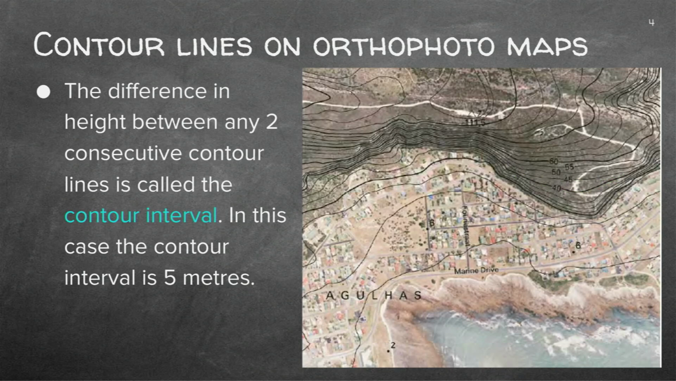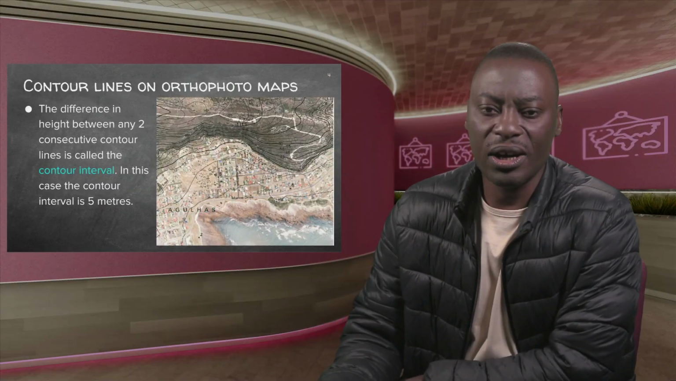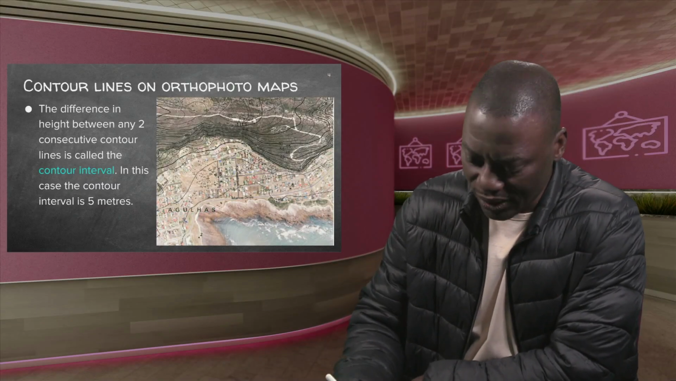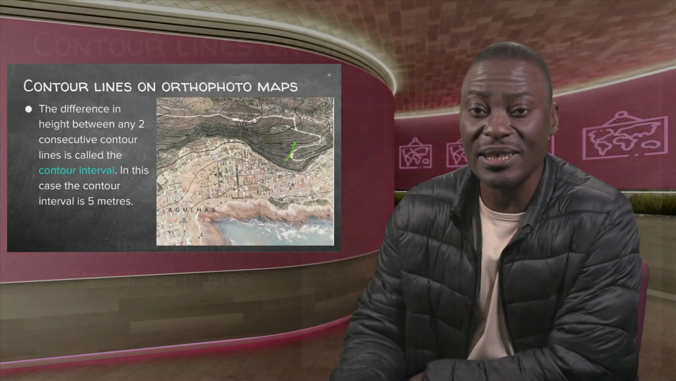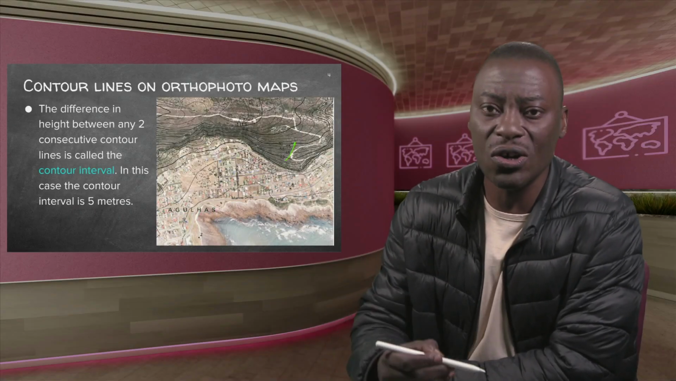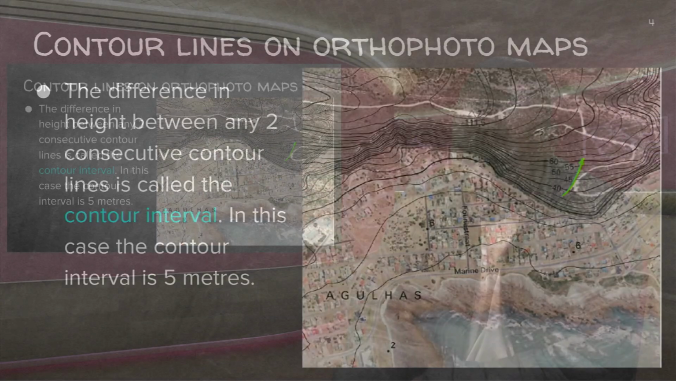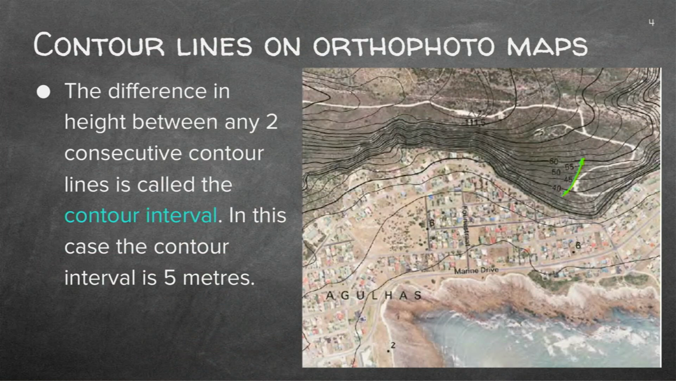All right, so take note also that on an orthophoto map, you would have different contour lines with different numbers. Of course, they can be increasing in that direction or decreasing in that direction, whatever the case may be. But in this case, you can see that they are increasing. What is important to establish is the constant difference between one contour line and the next, okay? In this case, you can see that this contour line is 40, the next one is 45. That means the interval between them is 5.